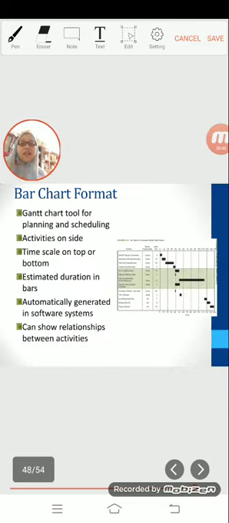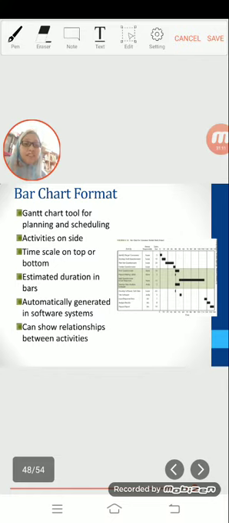Okay, this is bar chart format. Bar chart format is a Gantt chart. Actually, that is the name commonly used for the type of bar chart tool employed in planning and scheduling. So you need to bear in mind after this, if you want to do scheduling, you need to put it in a Gantt chart.